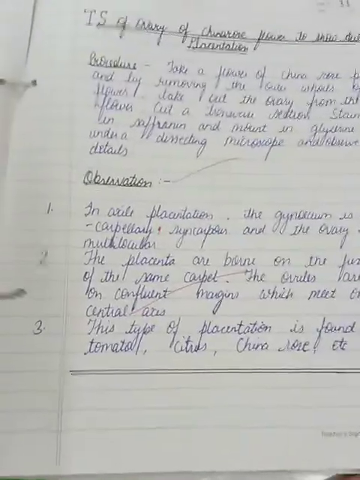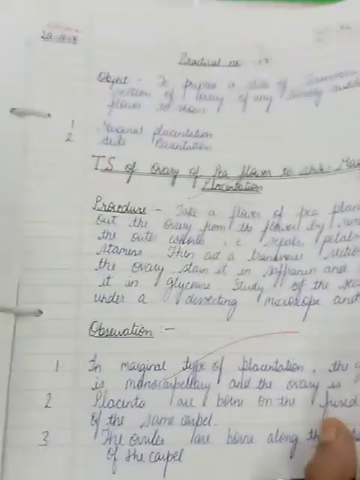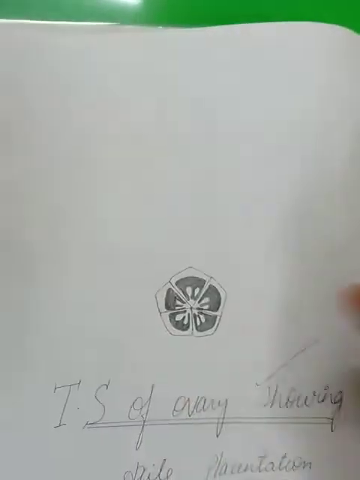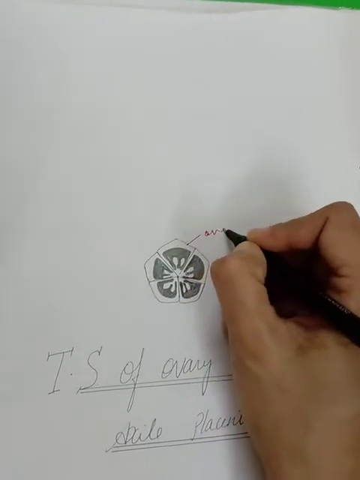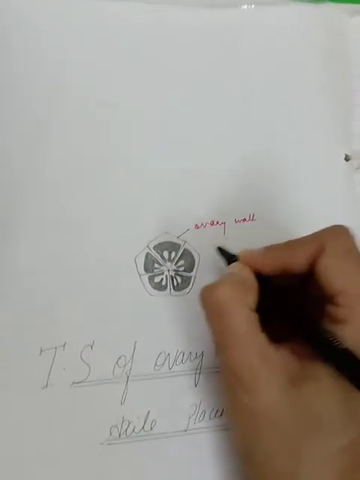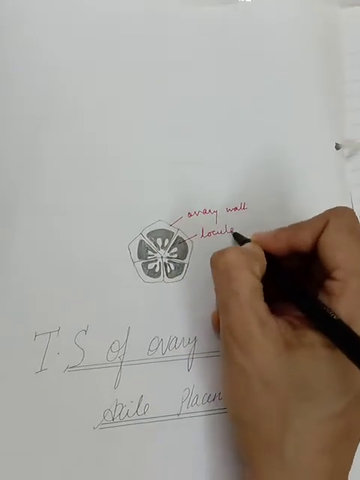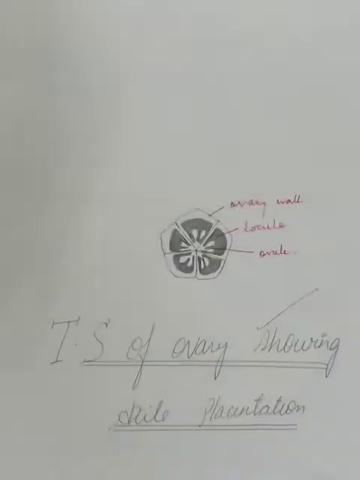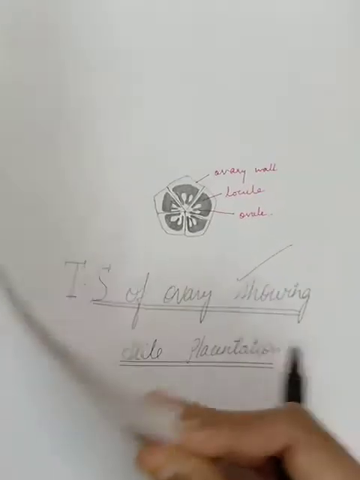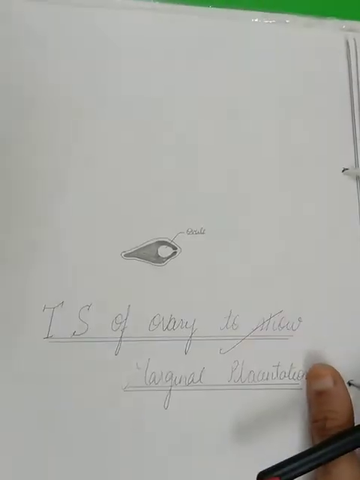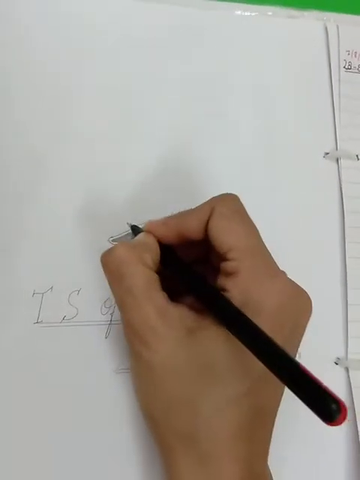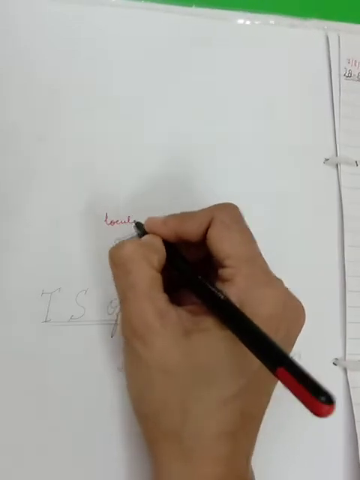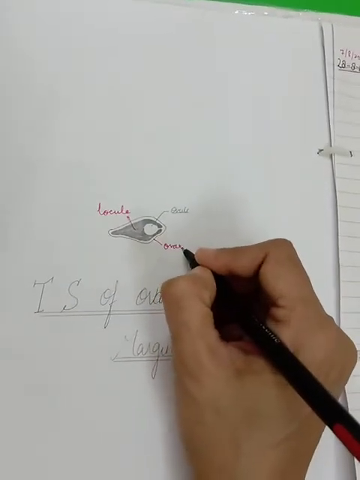So here, children, this is all for your work today. I would suggest you may label this. This can be labeled as the ovary wall. This can be labeled as the locule or compartment, and this is an ovule. Alright, so this can be labeled. Similarly here, this is an ovule, this is a locule, and this is an ovary wall. So this can be a complete labeling of both the diagrams.